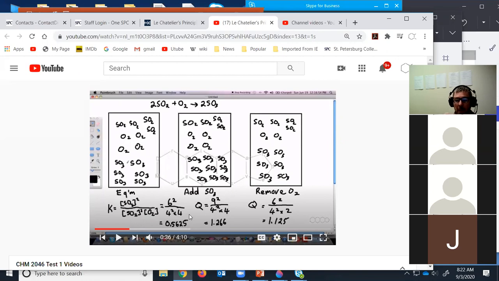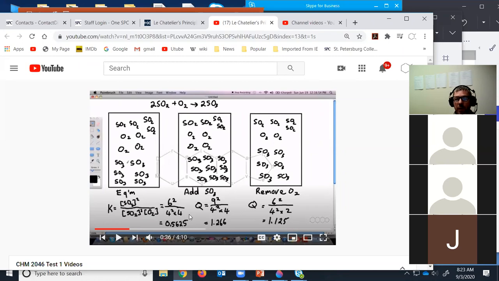So you're just counting up the amount of each one and then plugging that into the K expression. Yeah. Okay. Are you okay with the K expression, how I'm getting that? Yes. Good, good. So what I'm going to investigate now is what happens if I add a whole bunch of SO3 into the reaction mixture.